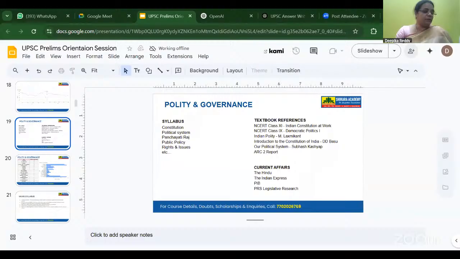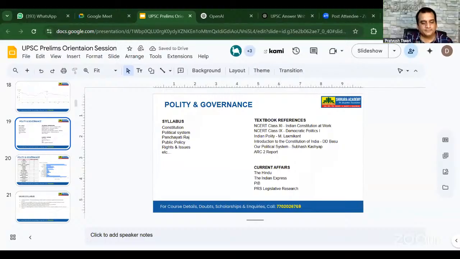Polity, the biggest issue, I hope my screen is visible now. The biggest issue with polity is that it is static to a large extent. I'm not saying it is completely static, but it is reasonably static, because a lot of things in the constitution don't change. But having said that, there will be a lot of dynamic questions also.